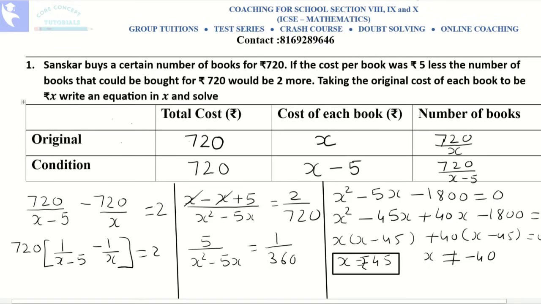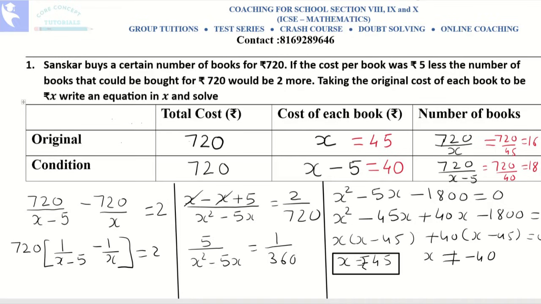So let us become our own maths teacher and correct it. In the table, what did I get x as? x as 45. And what was the condition given to us? The condition was that on each book 5 rupees is less. So on condition, the cost of each book becomes 40. Now if I see the number of books, 720 divided by 45 is 16 and 720 with condition divided by 40 is 18.